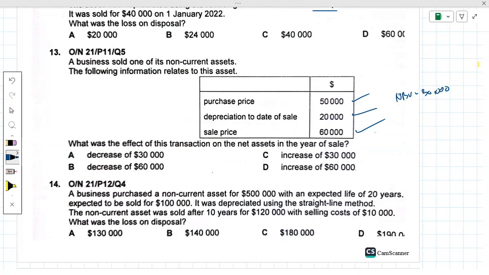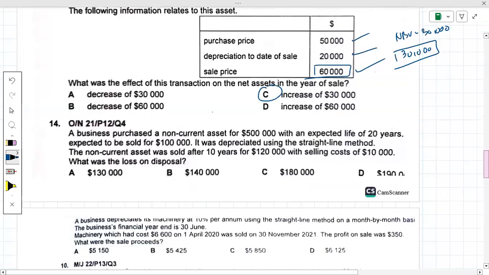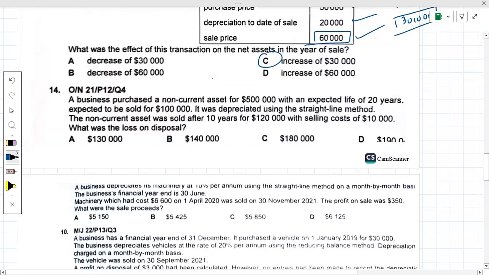Okay, and because its sale price is $60,000, it means that you have gotten $30,000 extra as the profit on disposal. So it means that your net assets would be increased by $30,000. Okay.